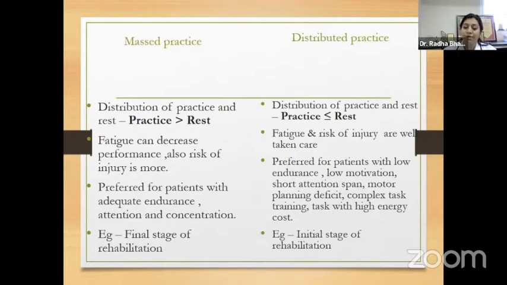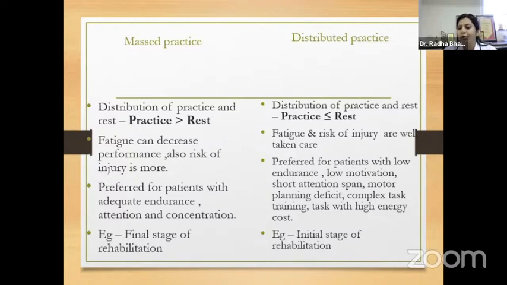Massed practice is preferred for the patients with adequate endurance, who have good attention and concentration, while distributed practice is preferred for the patients who have low endurance, low motivation, short attention span, motor planning deficits, complex task training, or if you want to go with a task with higher energy requirements. So in such conditions, you should prefer using distributed practice over the massed practice.